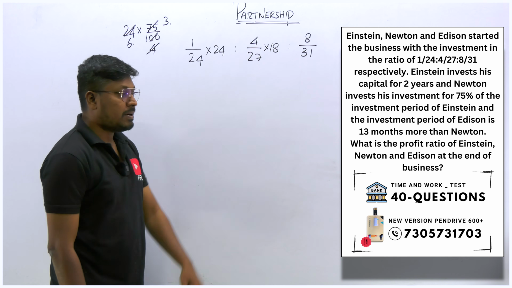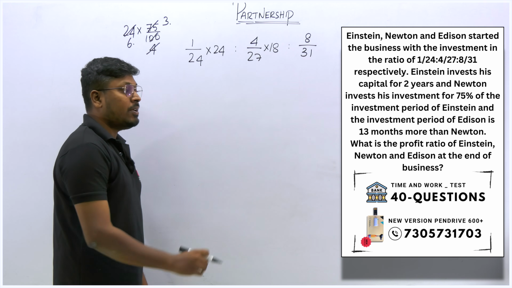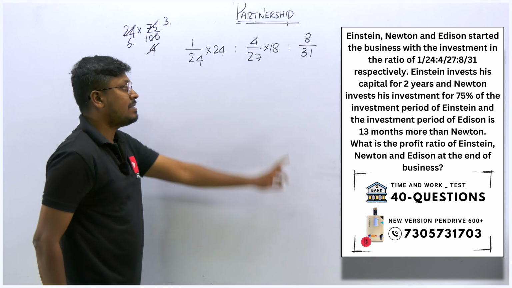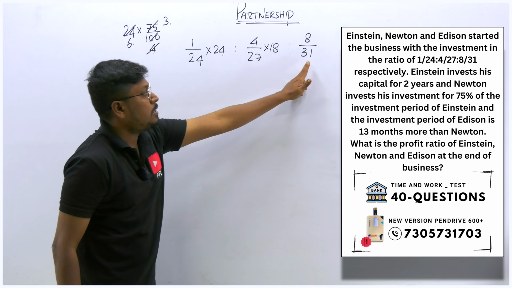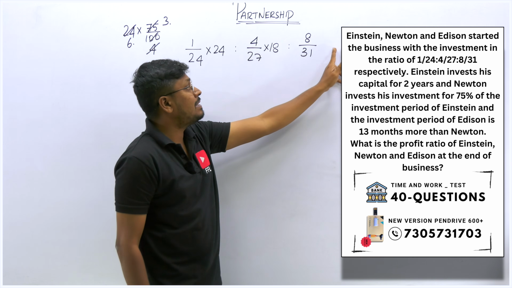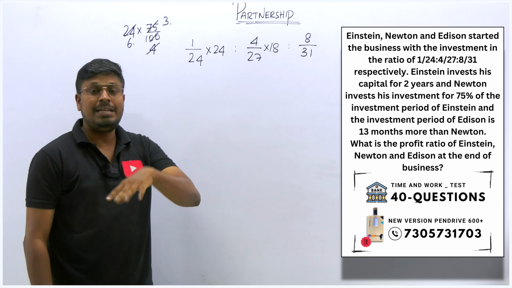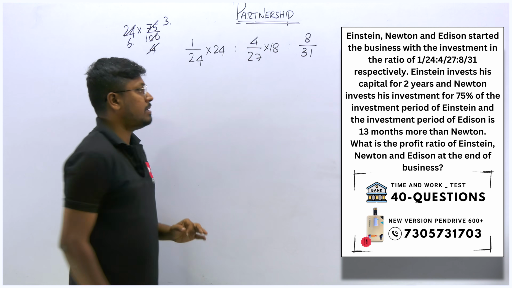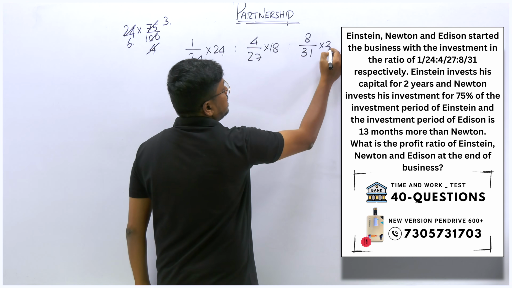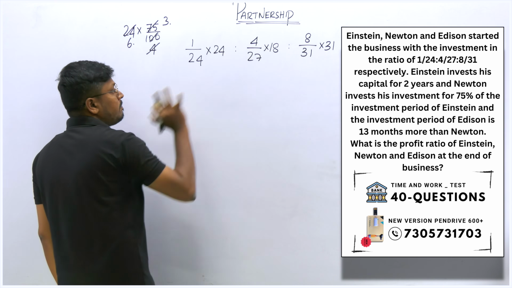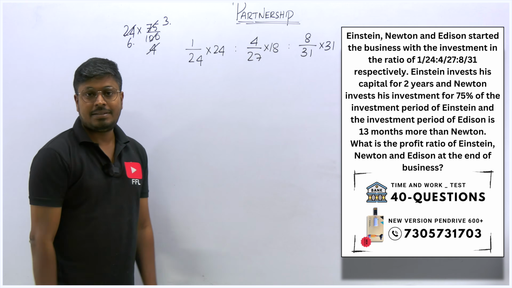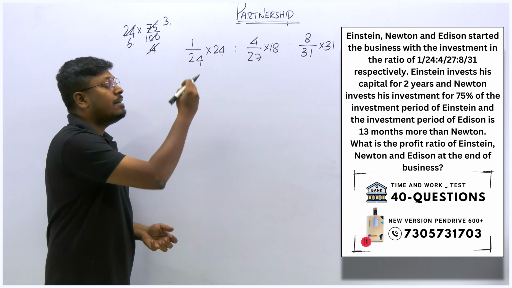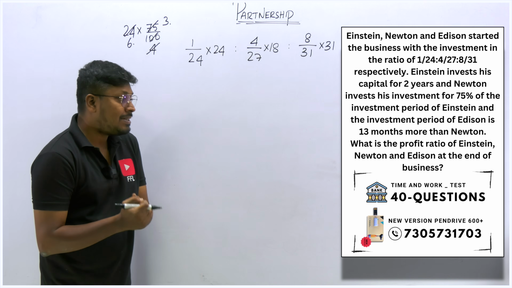And what about the third person? The investment period of Edison is 13 months longer than Newton, which means the second person. So the third person's investment period is 13 months longer. That means 13 months more. So 18 plus 13 will be 31 months. So the third person's investment is for 31 months. So finally, we found all three investments as well as how many months they were in the business. So now what is our target?